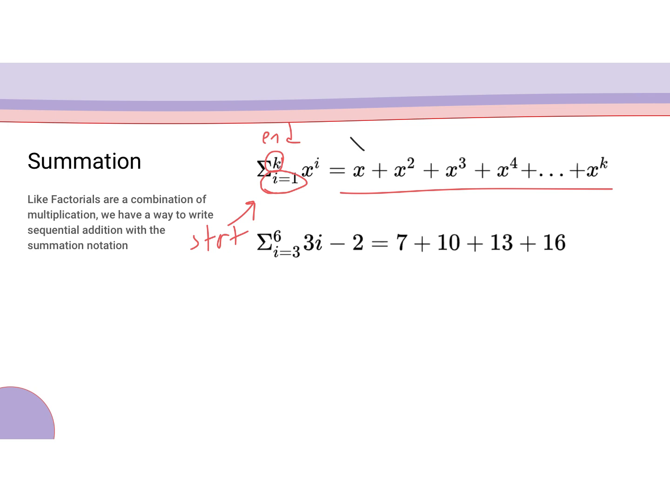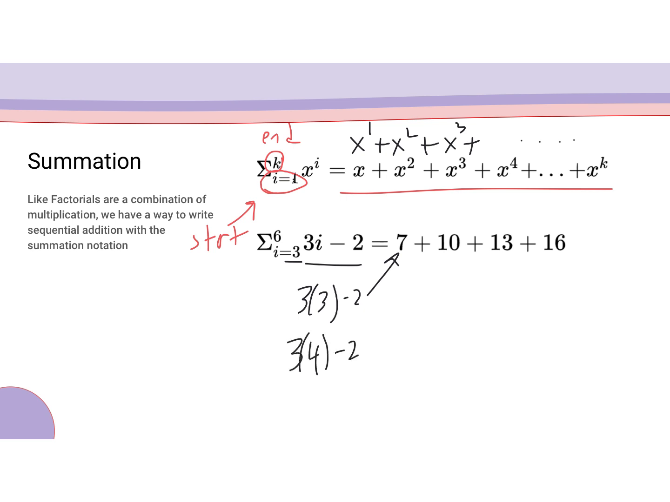So I just substitute 1 for i, plus move on to the next number, plus move on to the next number, just substituting in whatever number for i is next until I run out of numbers. So here's an example, 3i minus 2. The summation of it from i equals 3 to 6. So I first plug in 3, so 3 times 3 minus 2. That's where the 7 comes from. Then I move to the next number, so 4.